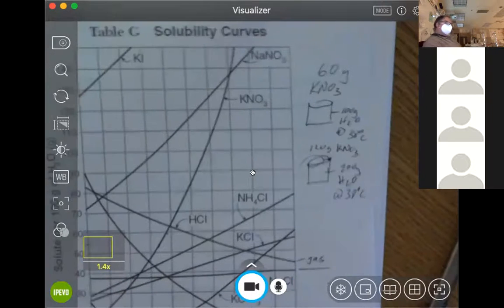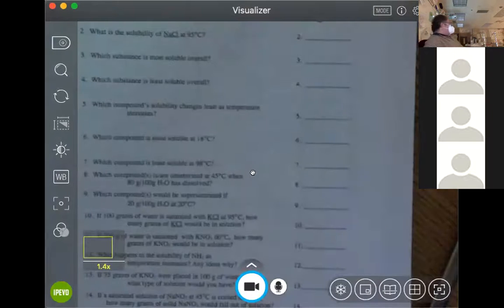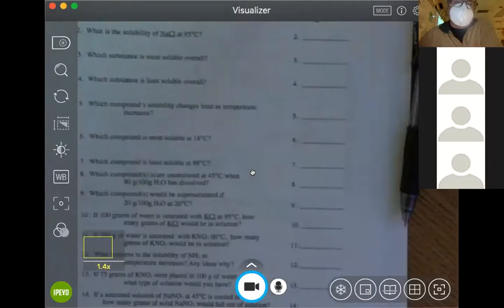Good, good. I suggest you use the rest of the period to go down through here. That way, if you have questions about it, you can ask me tomorrow during class time. Because it will be due Thursday.